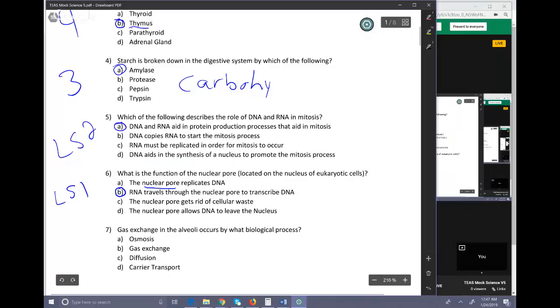So the nuclear pore does not replicate DNA. If you tried to speak very, very generally, you could get confused there and say that that's true, but the nuclear pore is just a hole. So it does not replicate DNA. It just operates as a channel that RNA can go through when it's replicating DNA.